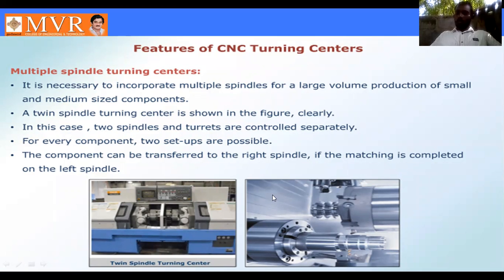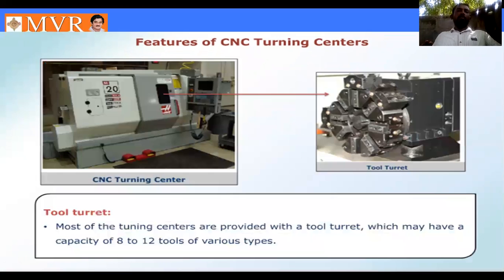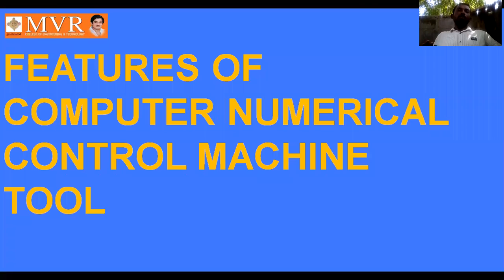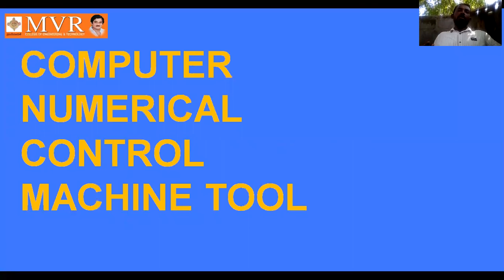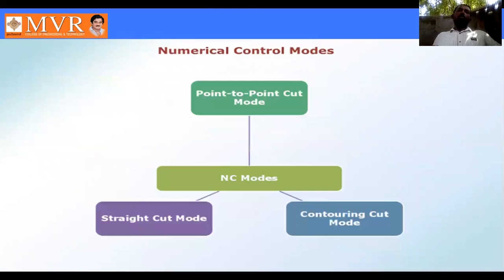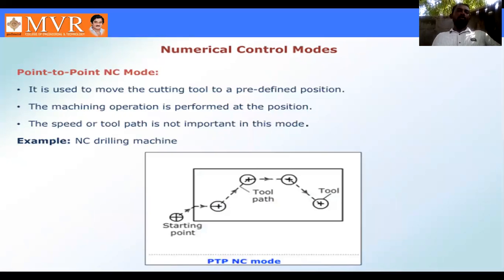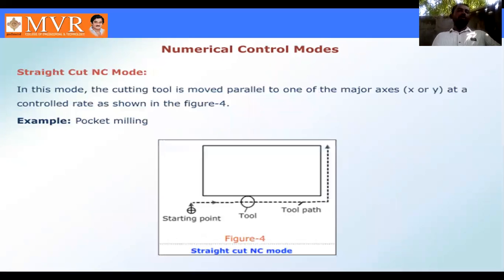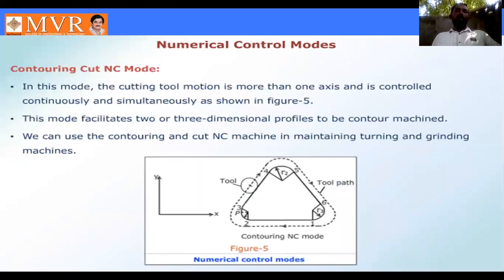So this is today's class. First of all, the first topic is numerical control modes, sorry, NC modes. Numerical control modes and cutting: we can go for point to point cutting modes. The second one is straight cut modes, and the third is contouring cut modes. These are the three types of cutting modes for NC machines. On conventional NC machine tools, this is the point to point cut NC mode, this is the straight cut NC mode, and the second one is contouring cut NC mode.